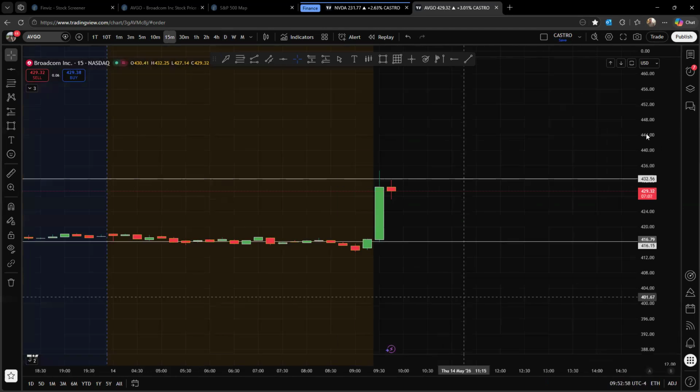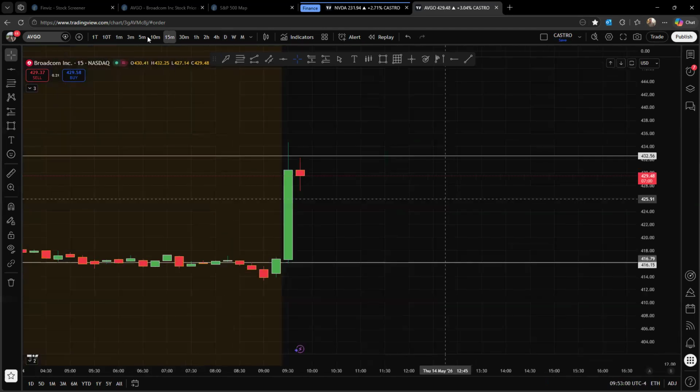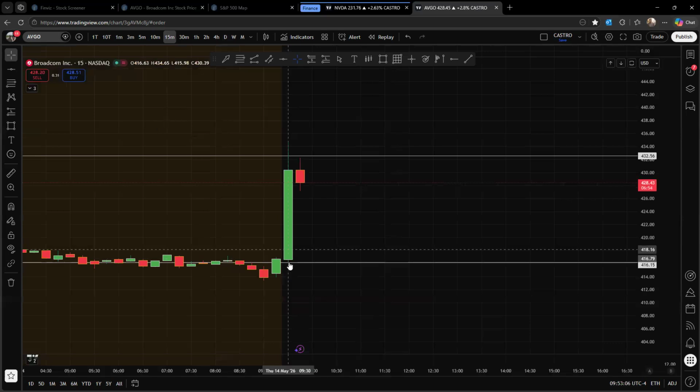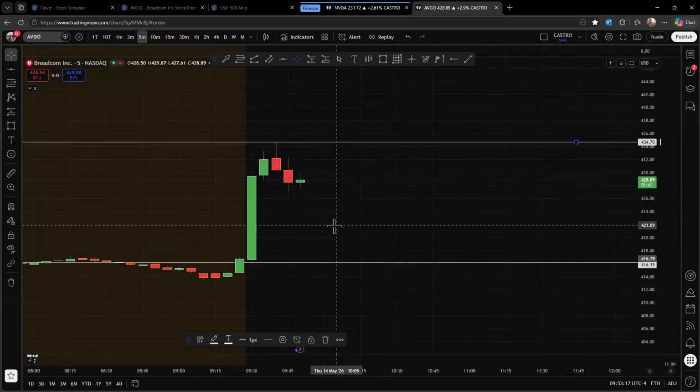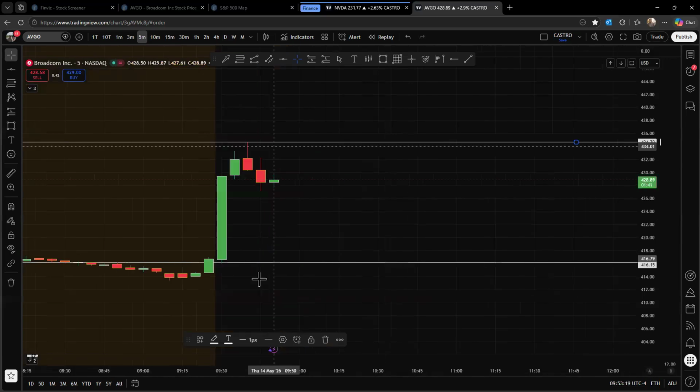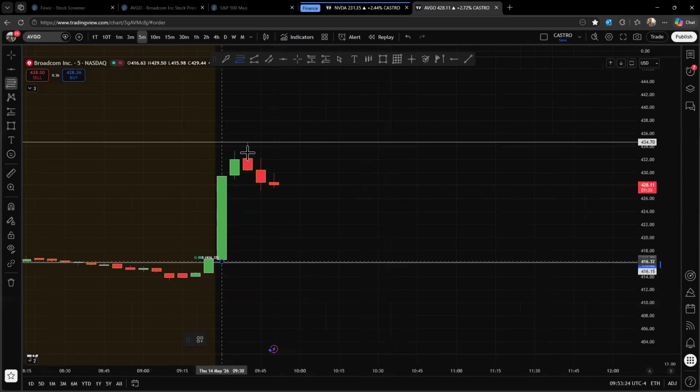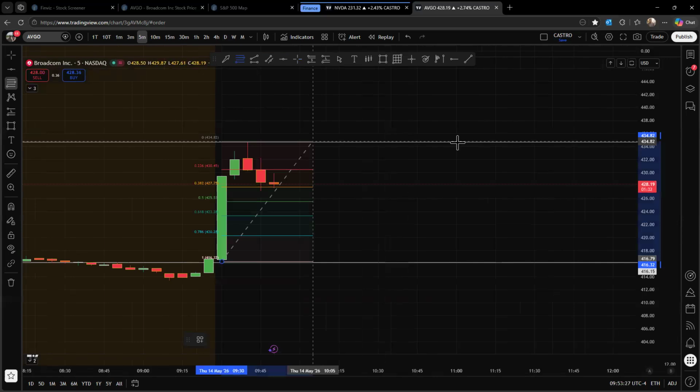And what I noticed here is that from the time that the market opened up and Broadcom began trading, it went from $416 all the way to a high of $434, almost 35. So then what I did, I just zoomed it into the 5 minute. And the last thing I did was the Fibonacci retracement from the low where it opened up to the high, the high being right here.